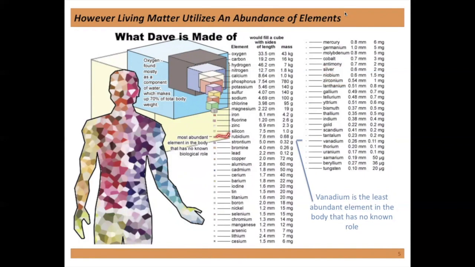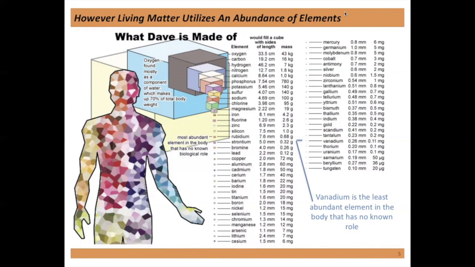That's the most abundant element in the body that has no known biological role. So if we took Dave, let's say that he weighs 170 kilograms, we would find 0.68 grams of rubidium in him. But we're not sure what that's for. And then we actually have vanadium. It's the least abundant, so it's found inside of us. And again, in 170 kilograms, 0.11 milligrams of vanadium. But again, not known. So maybe this is just incorporated into our body through our diets.